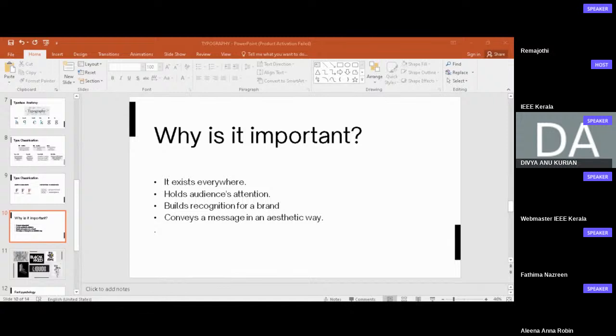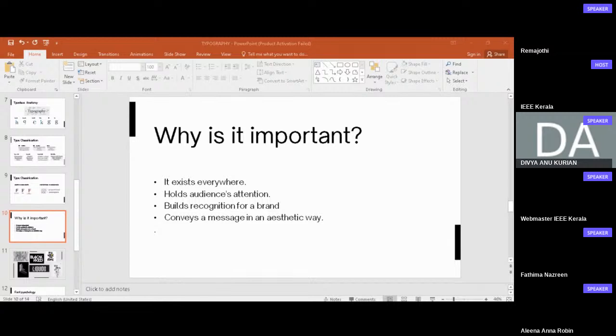And if you use a particular kind of font, it gives a value and a tone to your brand. As I said, it builds recognition, so it's going to build value, of course. And it conveys a message in an aesthetic way. So if I keep white text on a white background, it's not going to send any sort of message to anyone. People wouldn't be that careless, but I just explained what kind of example it could be. So this is why typography is important in a way. And for now, I guess that's all for the importance part.